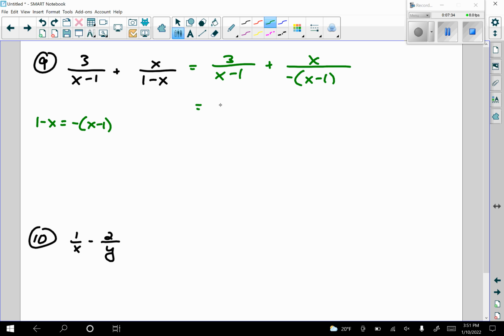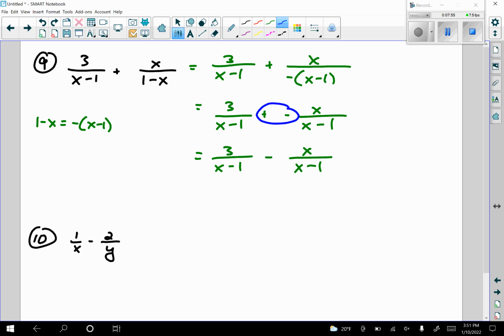Now I can move the negative, so we're just going to get plus a negative here. So I could write this as 3 over x minus 1 plus a negative, we'll write it this way, x over x minus 1. Plus a negative turns into just a negative. Adding the opposite is the same as subtracting. So again, these two signs turned into this one right here.